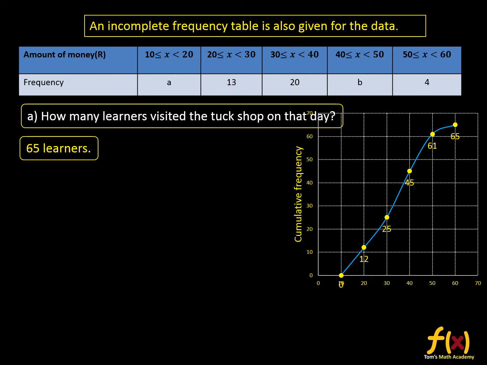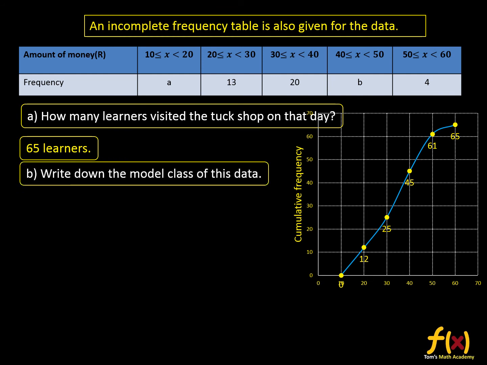The answer. Question B, write down the modal class. We have done another question like this. Modal class is the interval with the highest frequency. If you look at the first interval, 10 to 20, we can see that it's only 12, meaning the value of A is going to be 12. 20 to 30 is 13. 30 to 40 is 20. That is 45 minus 25 is 20.